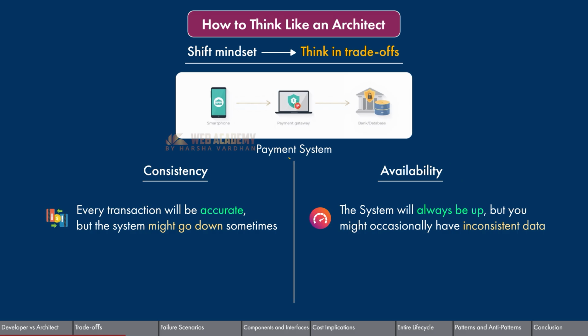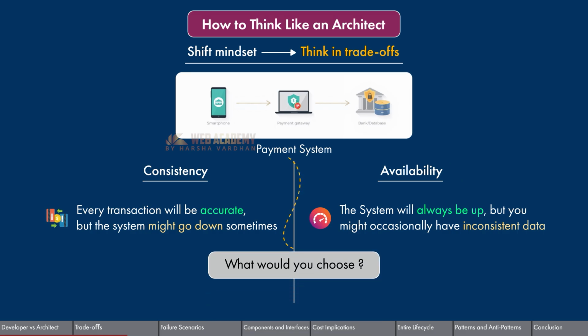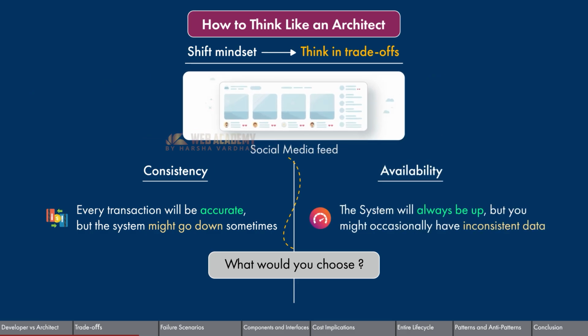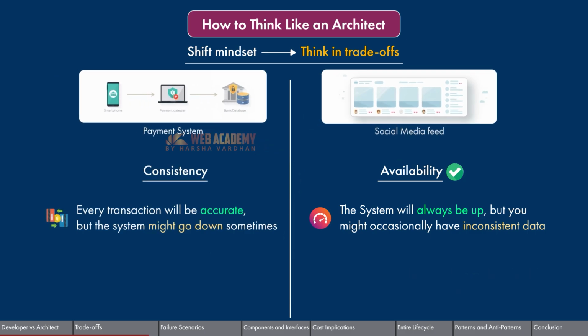For a payment system, what would you choose? Obviously, consistency, right? Because even a small error in the payments can cause huge problems. But for a social media feed, you might choose availability. It's better to show a slightly outdated feed than to show nothing at all. This is architectural thinking, understanding the context and making the right trade-offs.